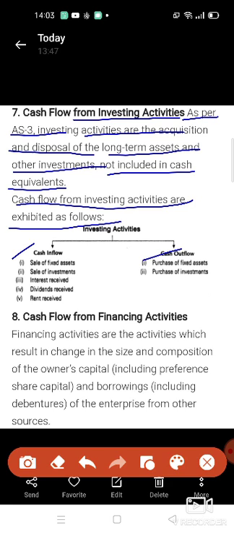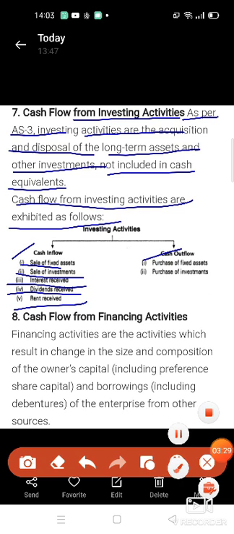Cash inflow, that is sale of fixed assets, sale of investment, interest received, dividend received, rent received, and cash outflow represents purchase of fixed assets and purchase of investment.